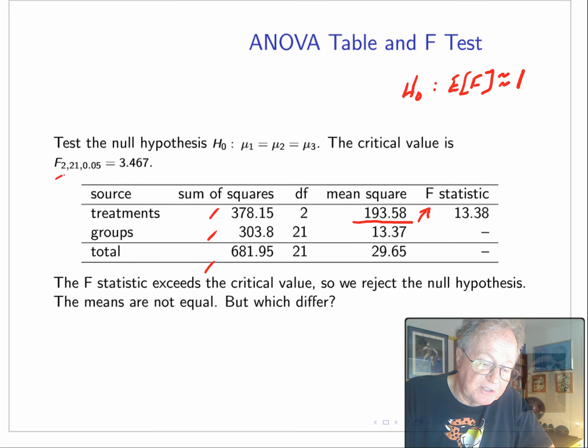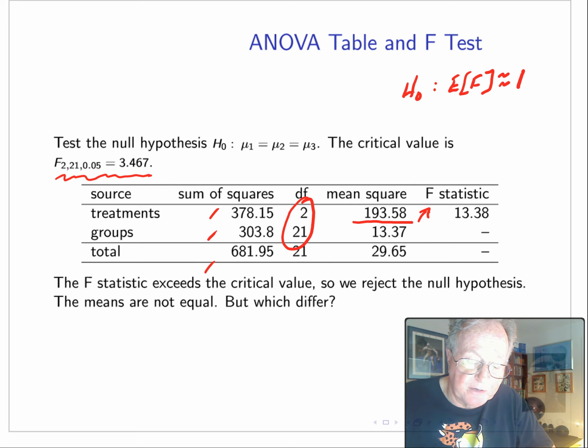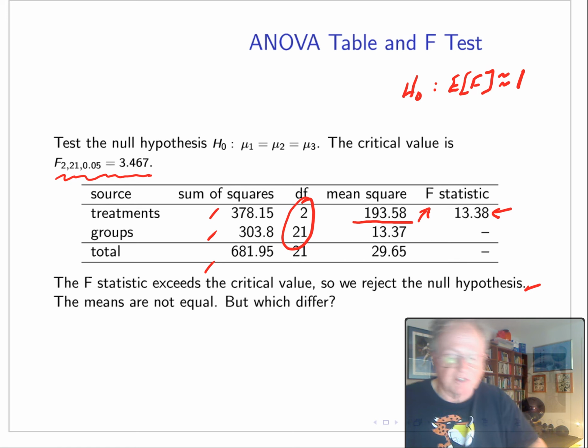If we look at this F in the F table, here's our degrees of freedom. It has a degree of freedom for numerator and denominator. If we look that up, we see that our critical value is 3.467. Our test statistic is quite a bit larger, so we're going to reject the null hypothesis. The means are not equal.